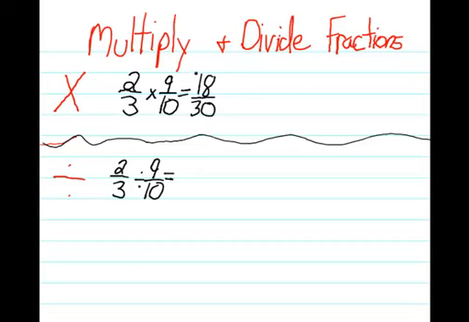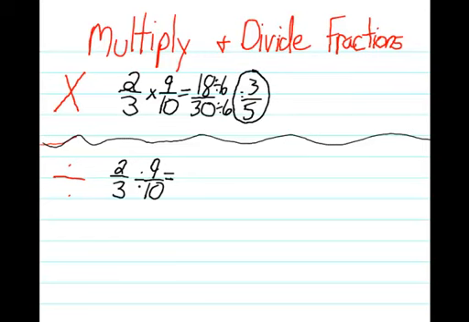What number goes into 18 and 30? Find the greatest common factor. 6 goes into both of those, and I can't think of a higher number, so I'll divide the top and the bottom by 6. 18 divided by 6 equals 3. 30 divided by 6 equals 5. And then just double check that again. There is no number other than 1 that goes into 3 and 5, so this is simplified as much as possible. And there's your final answer. So again, multiplying fractions, multiply straight across.